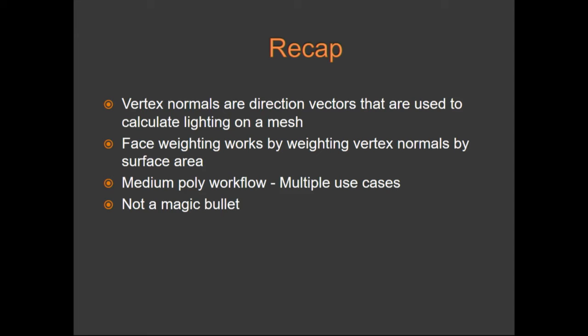So to recap all that I just told you is that vertex normals are a direction vector, and these directions are used to calculate the lighting on your models by comparing the direction of the normal vector to the direction of the light. Face fading works by fading polygons based on their surface area. So large polygons have large influence on the vertex normals, whereas small polygons have little to no influence.